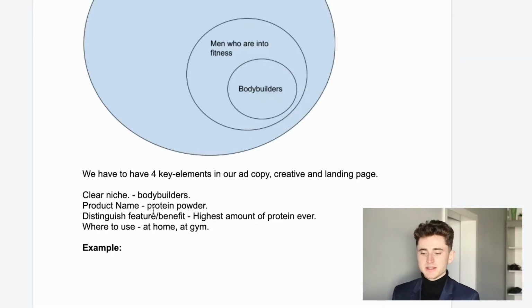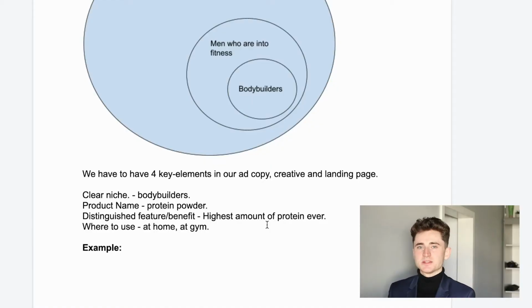The third element is a distinguished feature or benefit. So for example, this protein powder has the highest amount of protein ever created in the marketplace. This will be pretty powerful not only for our customers, because it's a good unique selling proposition that compels the customer to buy, but it also helps the algorithms target people who are pickier or who are looking specifically for protein powders with premium ingredients. So it's going very specifically to that audience.